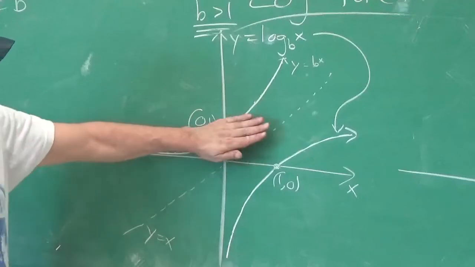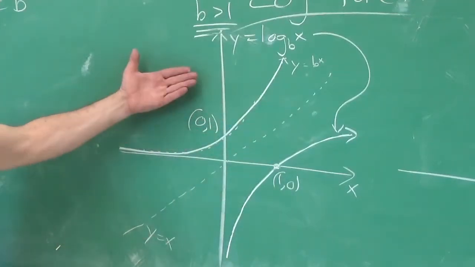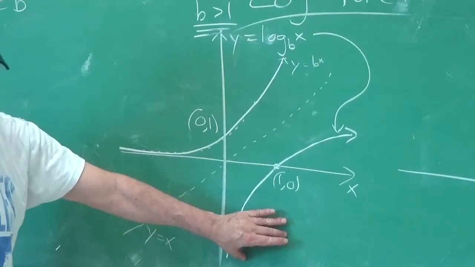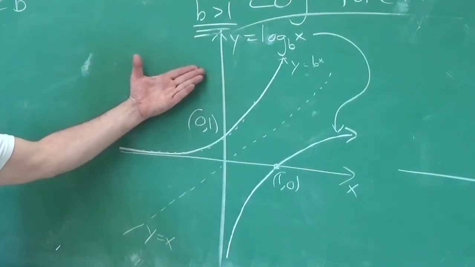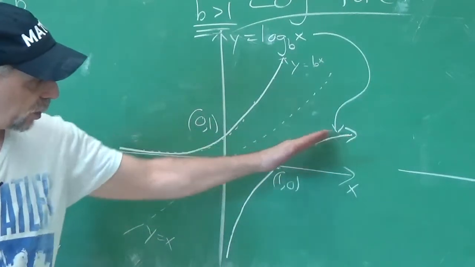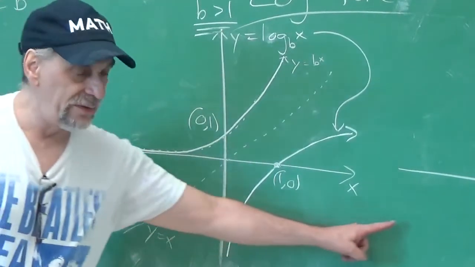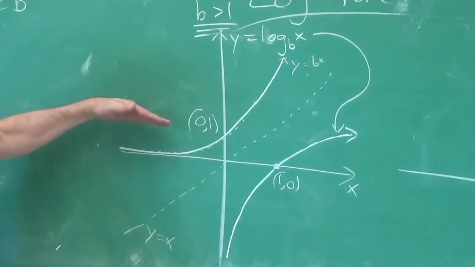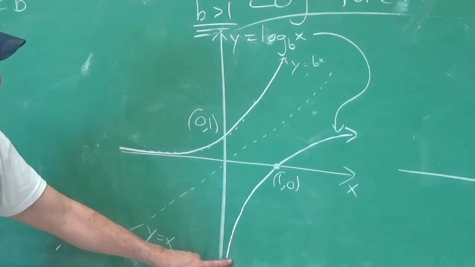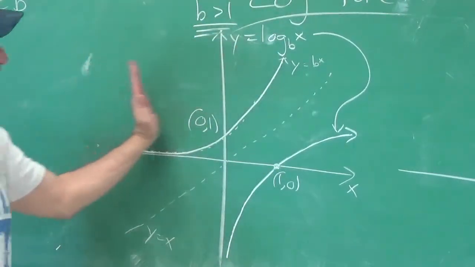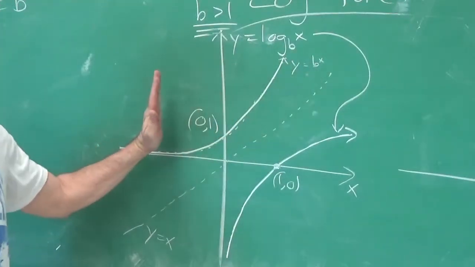Remember the things we're interested in again? The domain of the exponential function is the range of its inverse. The range of the exponential function is the domain of its inverse. So if we just look at this part, the domain is 0 to infinity. That was the range of the exponential function. The range of the logarithmic function is negative infinity to positive infinity. That was the domain of the exponential function.